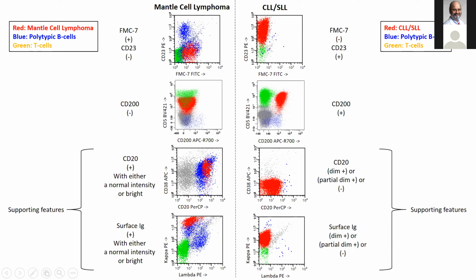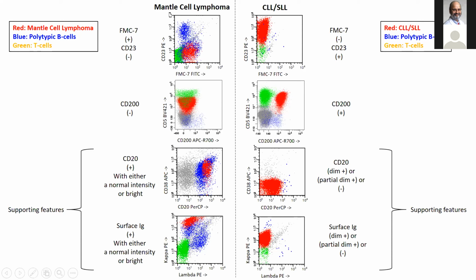If you look here, our lymphoma population is CD20 bright positive. Compared to the B cells here, if you took the median of the polytypic B cells and looked at the median of these monotypic CD5 positive B cells, these would be bright positive for CD20.